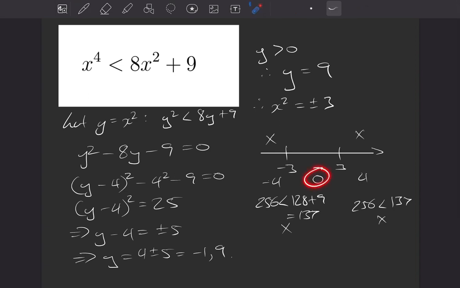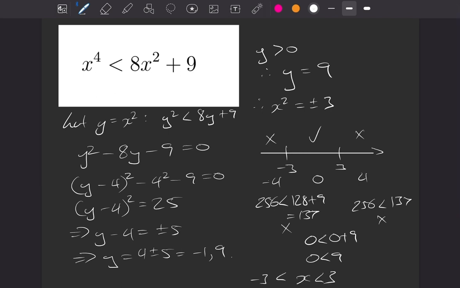If we plug in 0, this side will be 0, less than 8x squared will also be 0, plus 9. So we end up with 0 is less than 9, which is perfectly fine. So altogether then, we're allowed inside of our two boundary points, and we're not allowed outside. So what we have is that x has to be less than 3 and greater than minus 3, which you could write as the modulus of x has to be less than 3. Beautiful. Thanks very much.